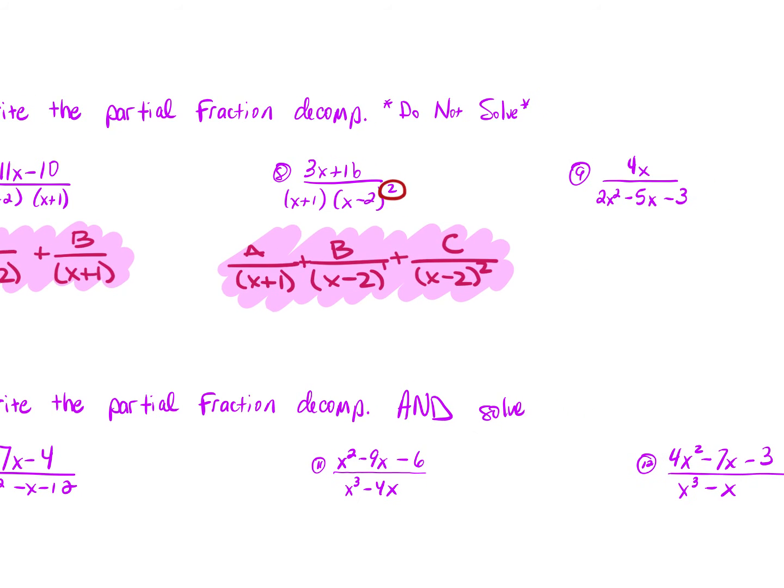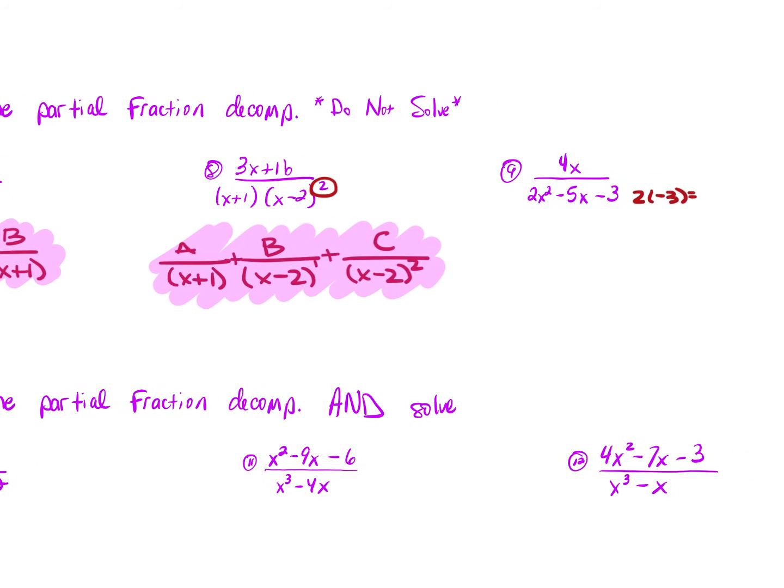For number 9, we have 4x over 2x squared minus 5x minus 3. So this one is not factored for us in the denominator, so we're going to factor the denominator first. We're going to do 2 times negative 3, which is negative 6. From here, we want the factors of negative 6 that are going to add up to be negative 5. That's going to be 1 and negative 6.